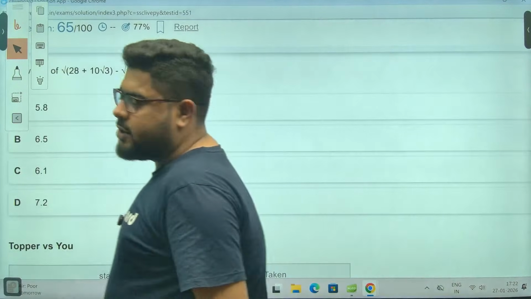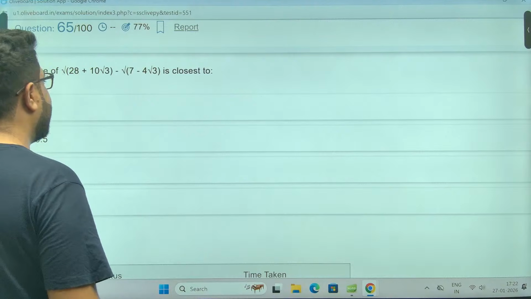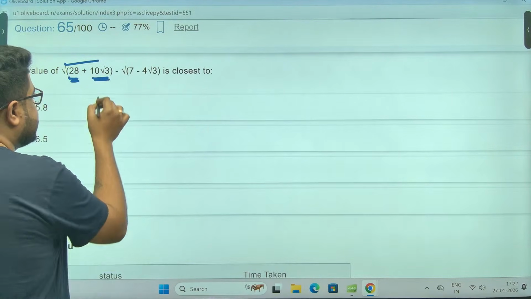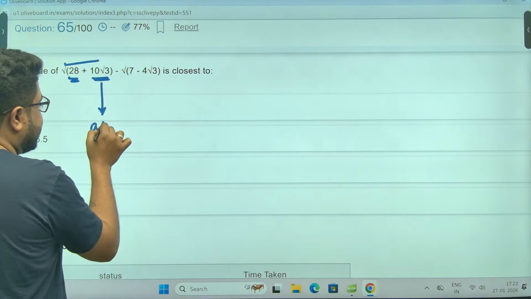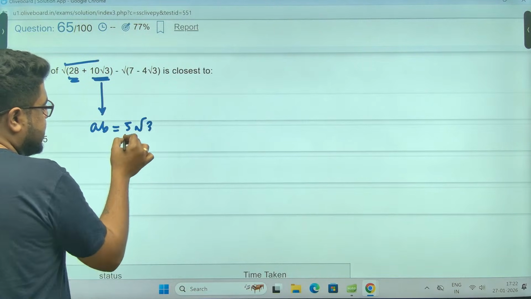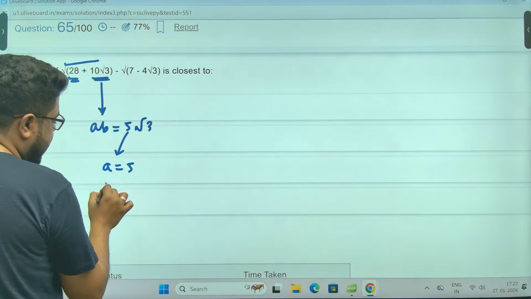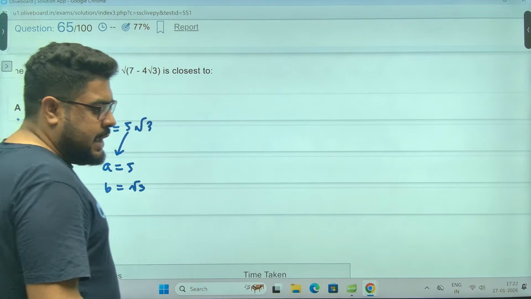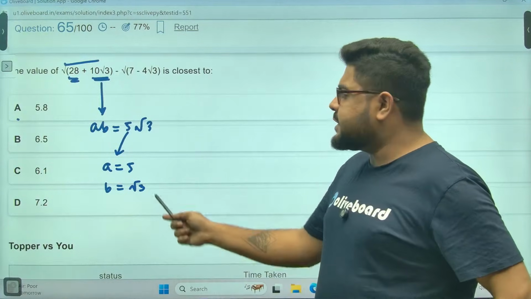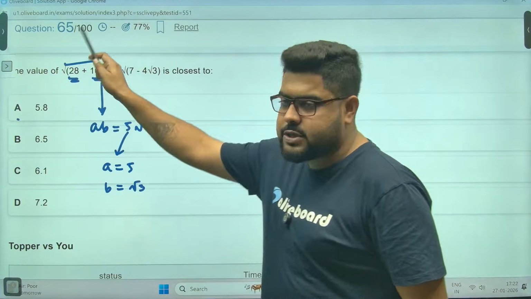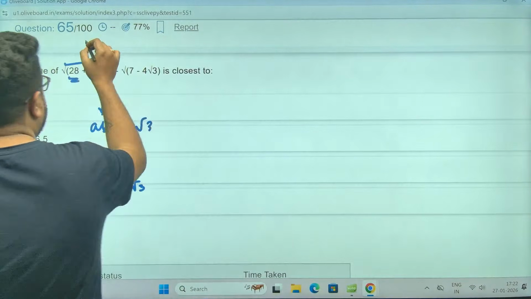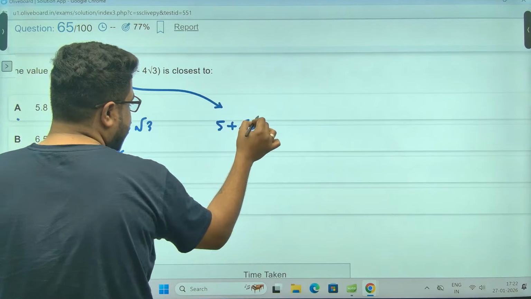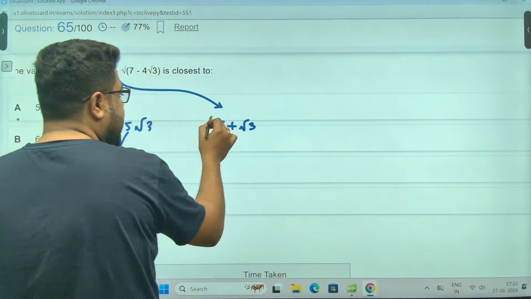Again, surds ka calculation, not very difficult. This is 2ab and this is a square plus b square. If you get rid of 2ab, ab will be 5 root 3, so a is 5 and b is root 3. A square is 25, b square is 3, total 28. So I can write this as 5 plus root 3 whole square, and the square root will cancel the whole square.